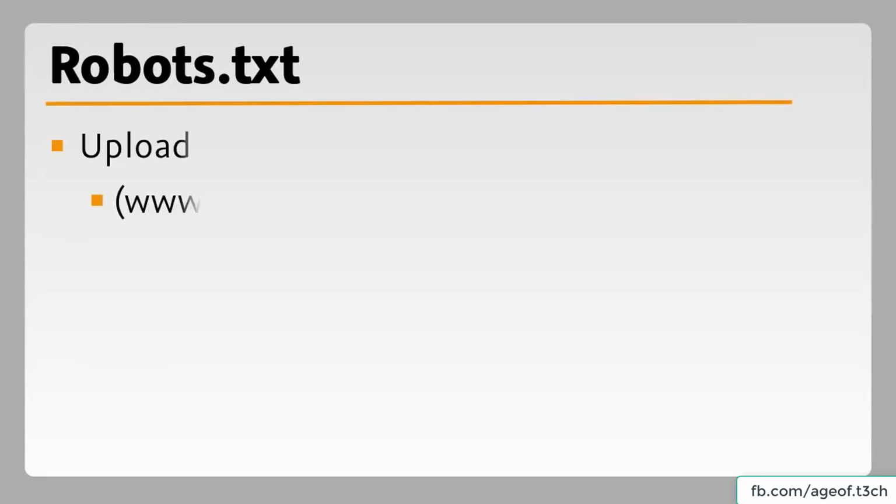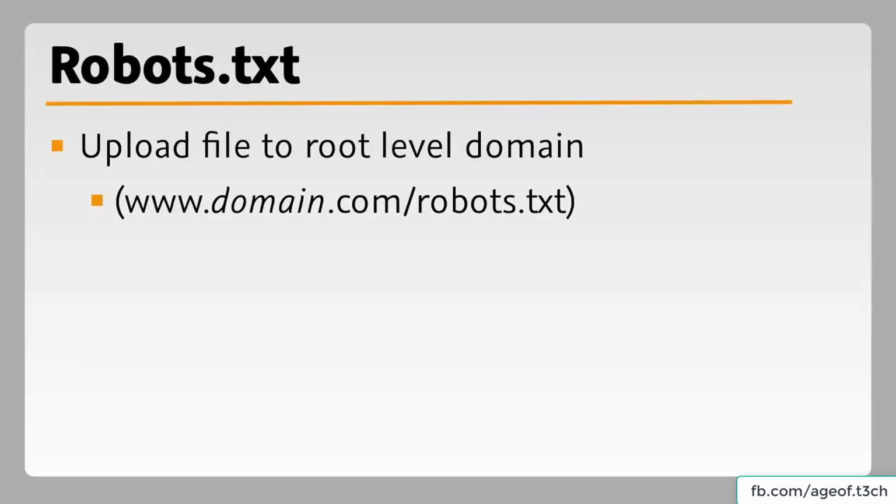So the robots.txt file, after you've completed it, is simply a text file named robots.txt, and then you upload it to the root level domain. Through an FTP, you just put it right on the main level of your website.